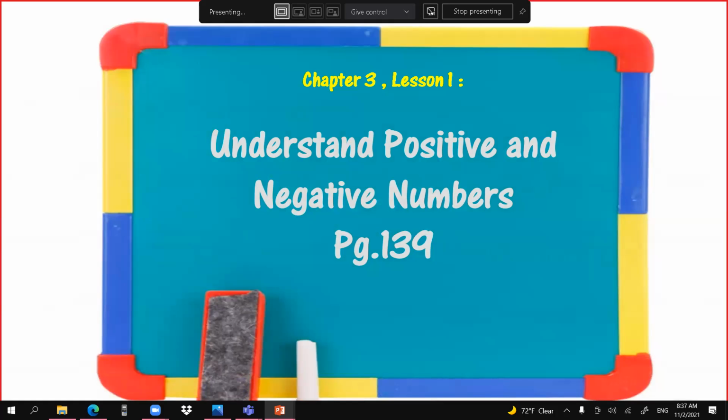All of us know that from KG up to grade 6, we have 0, we have 1, we have 2, we have 100, we have 1 million. We were talking about the positive numbers, but we're going to talk about the negative ones. Today we're going to talk about what the negative numbers are, when you will use them, and where I should put them on the number line.